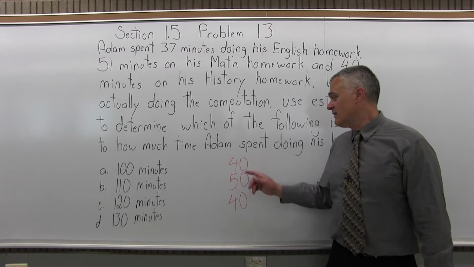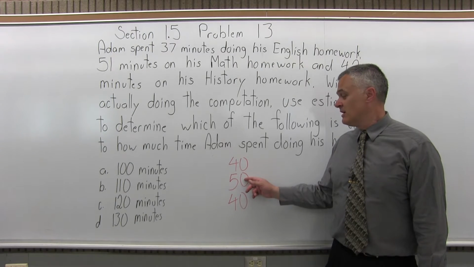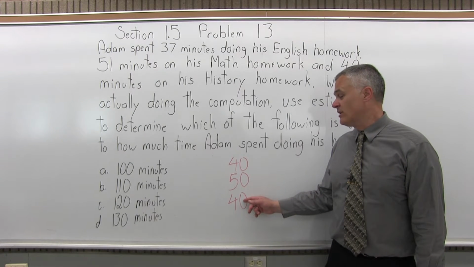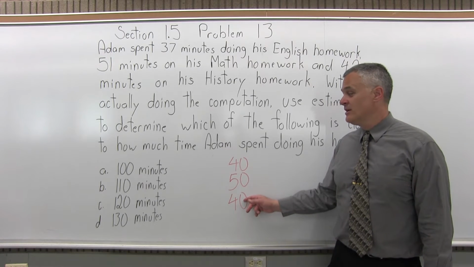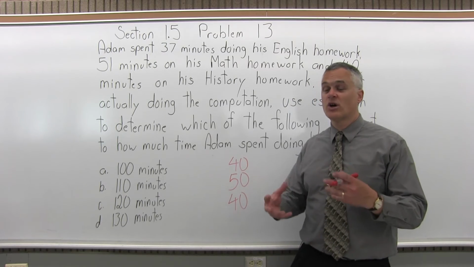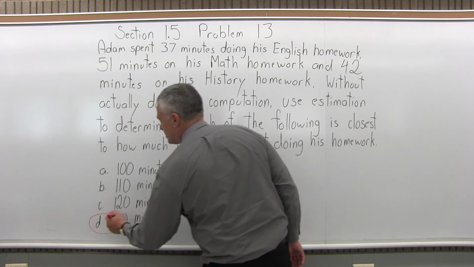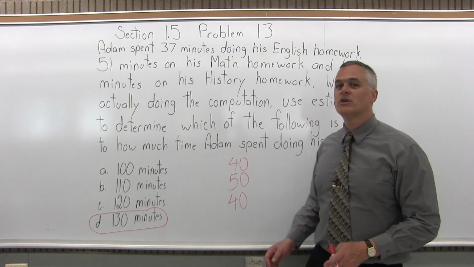So now, if I have 40 plus 50, that's 90. 90 plus 40 more is 130. So one of our options is 130. So if we actually did all the computation out, it should be fairly close to 130. So the answer is option D, 130 minutes.